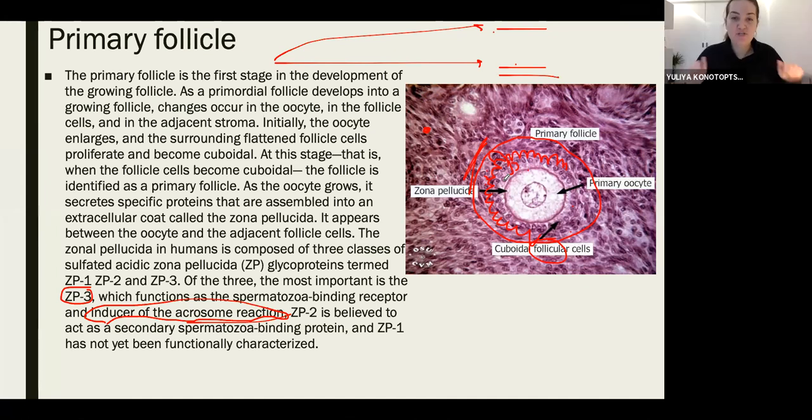So which cells have the LH receptor? Theca interna cells. And they will use this LH receptor to make what? Precursor of estrogen. Who will take up this precursor of estrogen, Jordan?